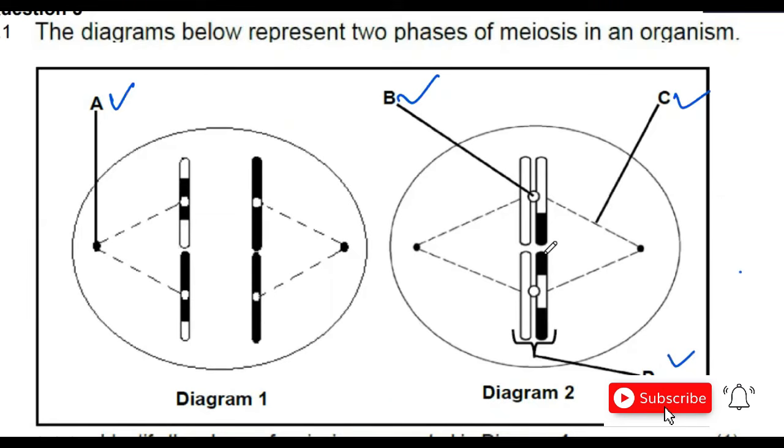And what causes these differences in the chromosomes or chromatids is crossing over. When does crossing over take place? It takes place during prophase 1. How does it take place? Homologous chromosomes align together.